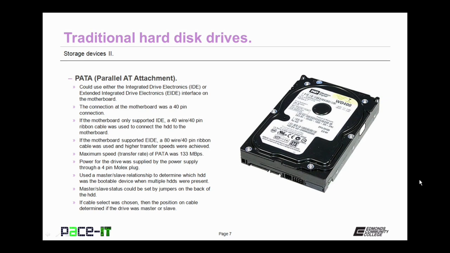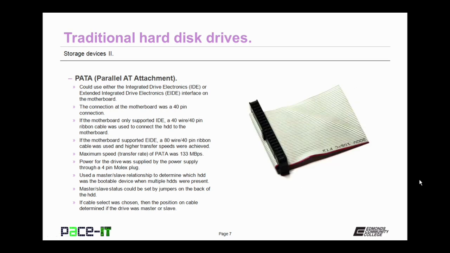Now, if the motherboard only supported IDE, a 40-wire, 40-pin ribbon cable was used to connect the hard drive to the motherboard. If the motherboard supported EIDE, an 80-wire, 40-pin ribbon cable was used, and higher transfer speeds were achieved. The maximum speed, or rate of transfer, of a PATA drive was 133 megabytes per second. Now, power was supplied to the hard drive through a 4-pin Molex plug.